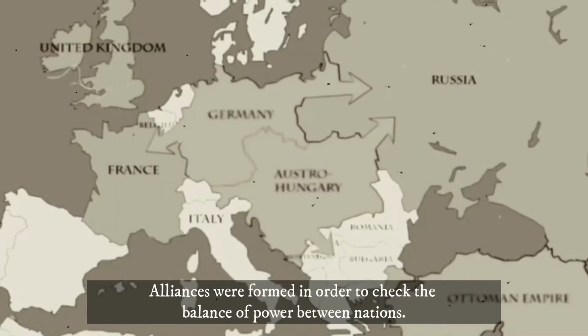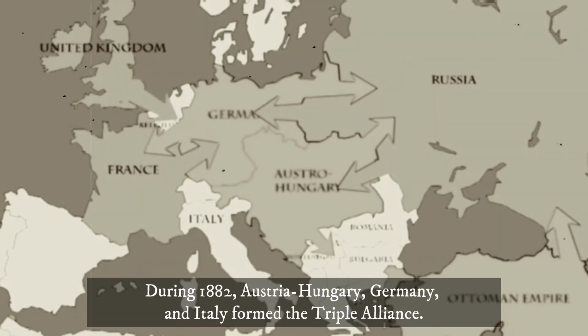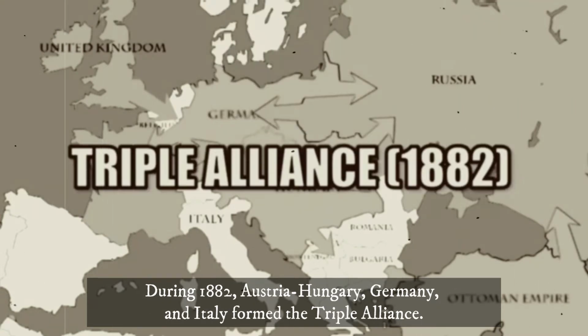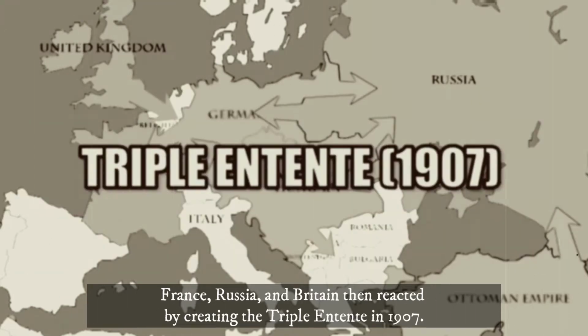Alliances were formed in order to check the balance of power between nations. During 1882, Austria-Hungary, Germany, and Italy formed the Triple Alliance. France, Russia, and Britain then reacted by creating the Triple Entente in 1907.